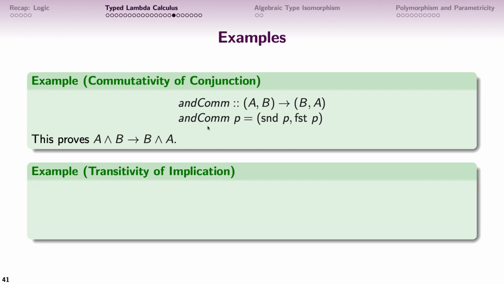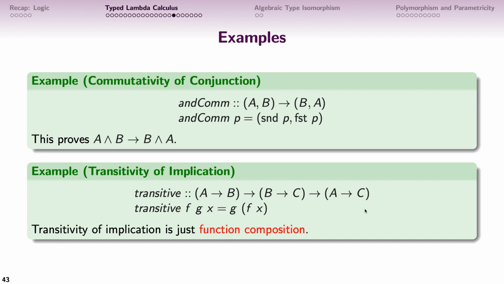To do transitivity of implication, if we write out the type, we get A implies B, implies B implies C, implies A implies C, right? So this is saying if A implies B and B implies C, then A implies C. And this is just function composition, except flipped around. So transitivity of implication is actually proved by function composition, the type.